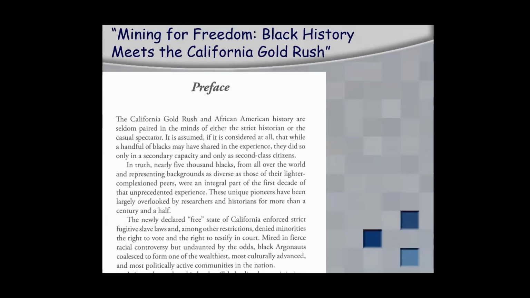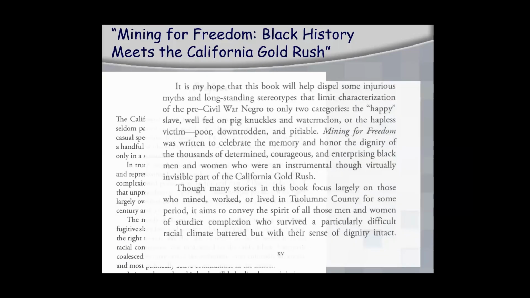If we look in the preface of the book, we have that same kind of information about 5,000 African Americans from all over the world. Wonder what brought them, drove them, where they settled, what they did. The newly declared Free State of California enforced strict fugitive slave laws, other restrictions, denial of rights. So what did that look like? Doesn't that make you at least a little curious about what that looked like?